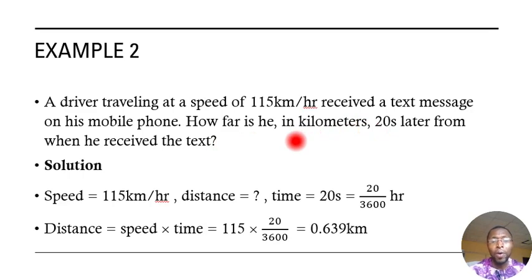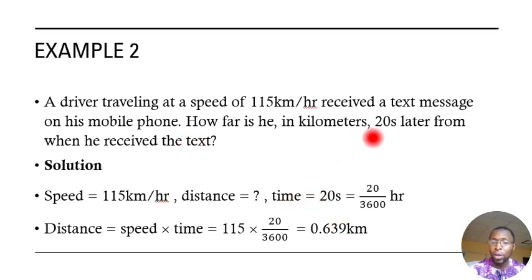Now, our usual manner, we write out our parameters. A driver traveling at a speed of 115 kilometers per hour. So speed by SI unit is in meters per second, but it can be another unit as well, kilometer per hour, kilometer per minute, and so on. In this case, we are given it to be 115 kilometers per hour. And then we have to find the distance, because the question says, how far is he? So we're looking for the distance that the driver covered in 20 seconds after he received the text message.